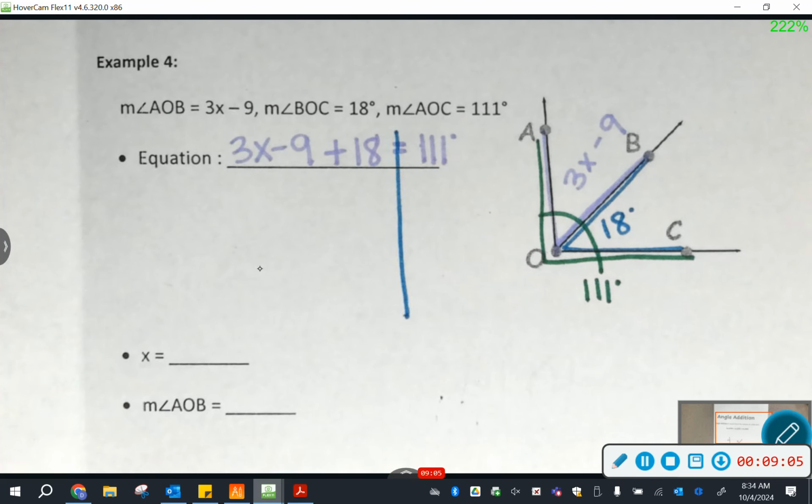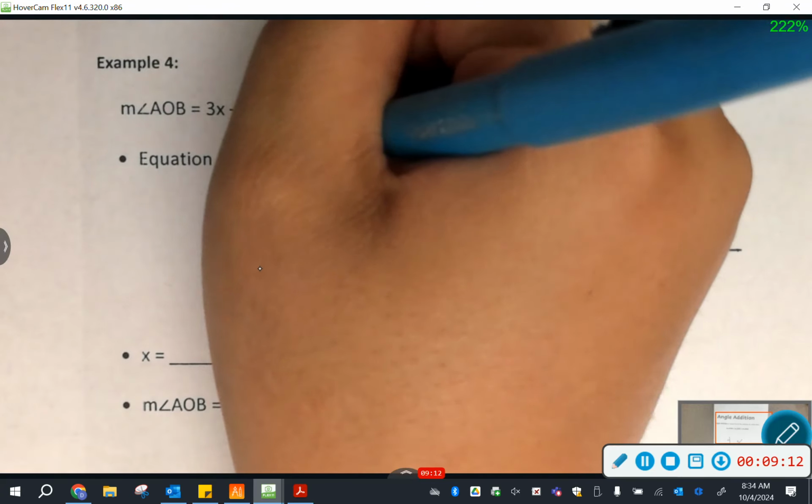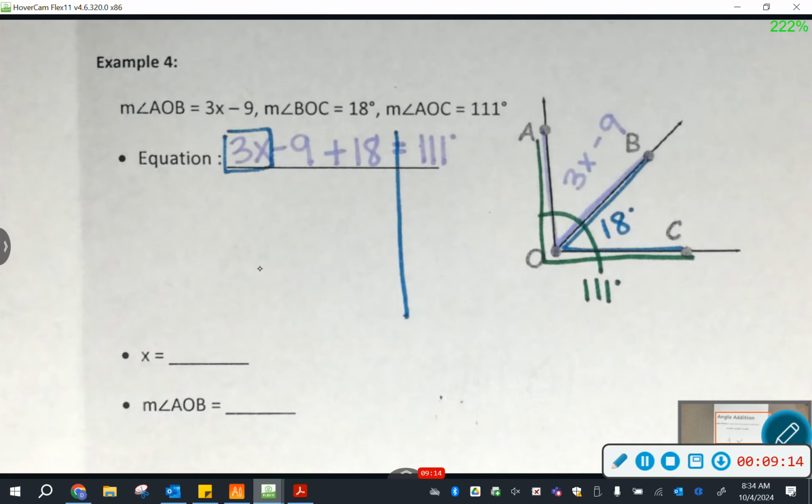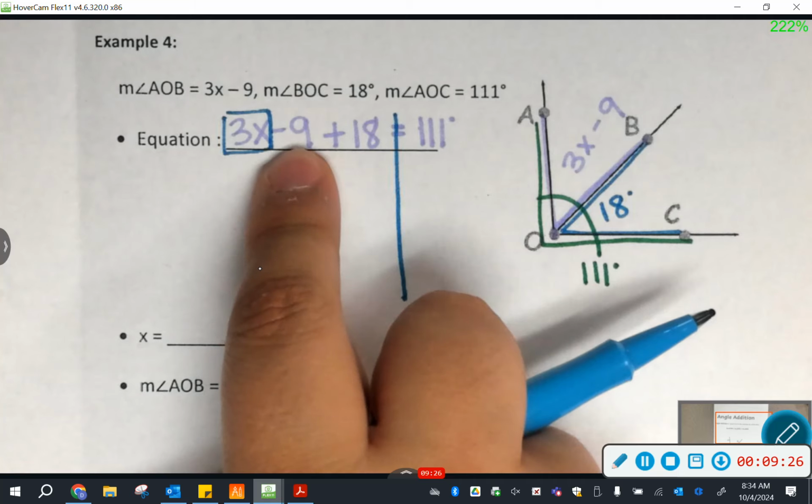What do I do here? I have an X right here, and it has 2 side chicks. What do I do? So you can do 2 things. You can either combine them or you can get rid of them one by one. Are y'all okay with me getting rid of them one by one? So how do I get rid of negative 9?